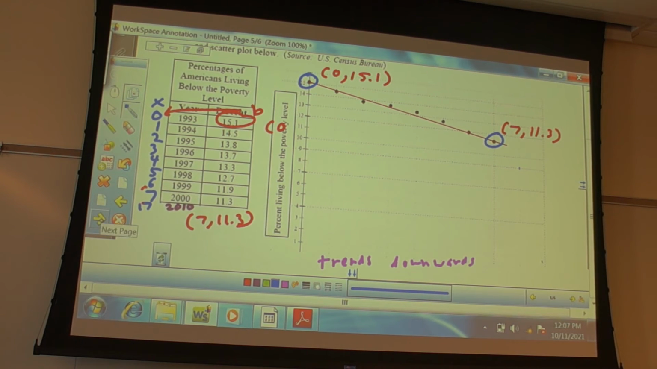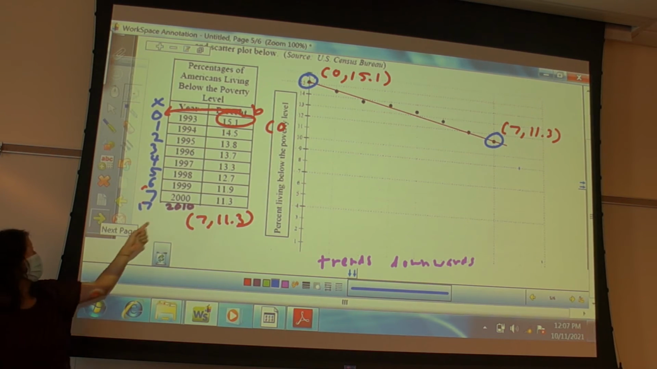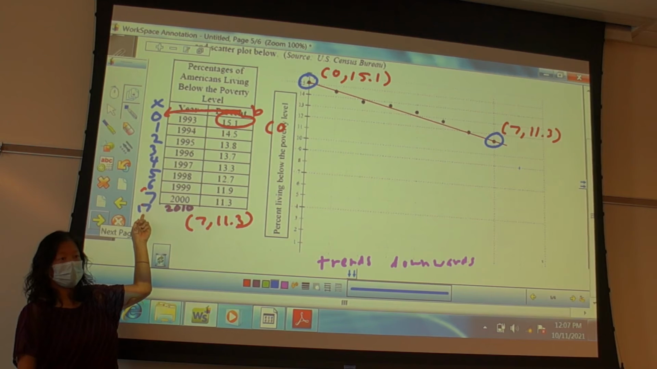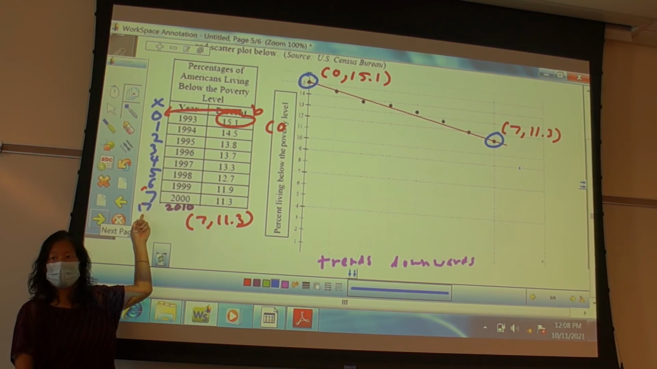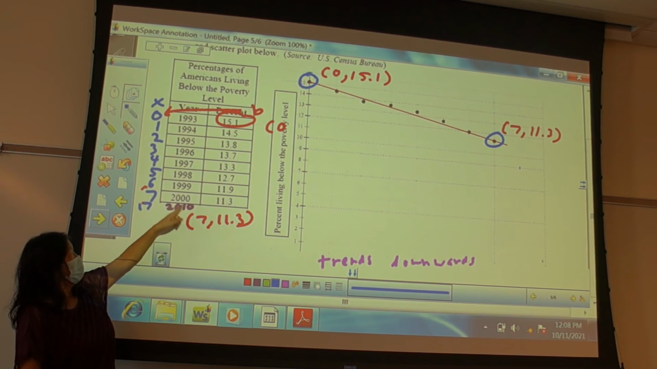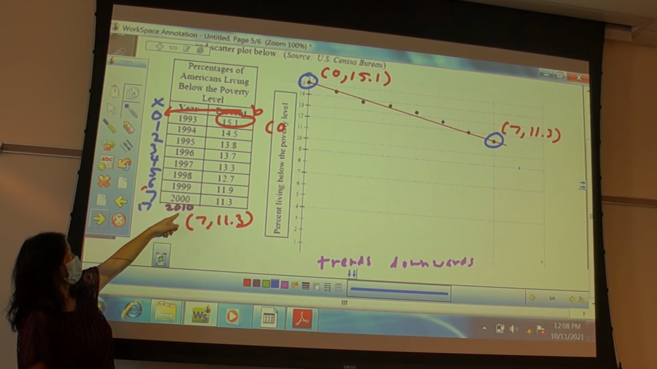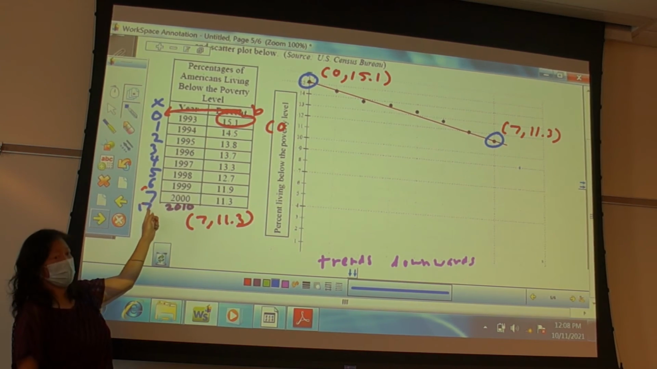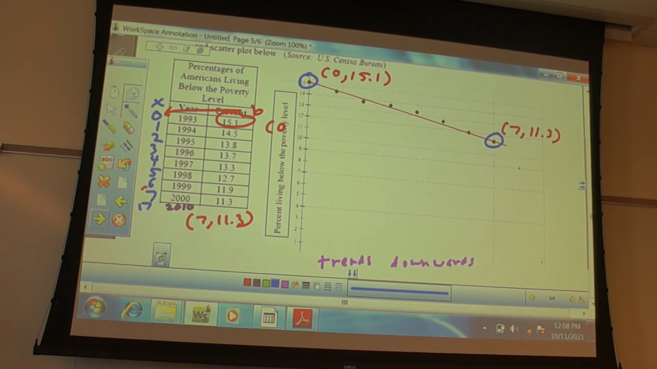Is everybody all right with that? Does anyone know where we got this from? Okay, this is 2000, 10 years later it's 2010, 10 years later, 17. So that means x is 17.